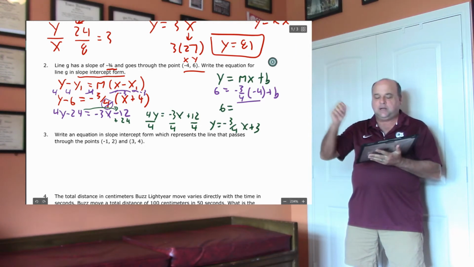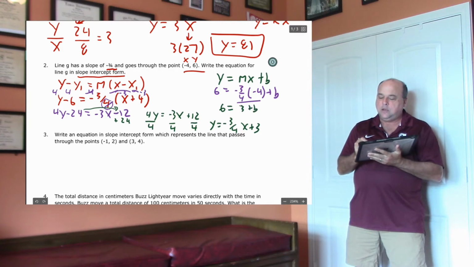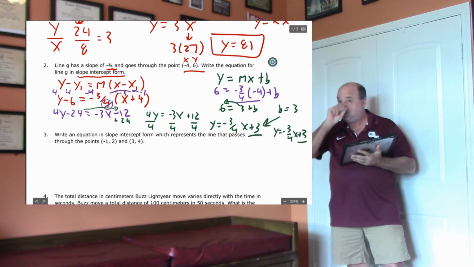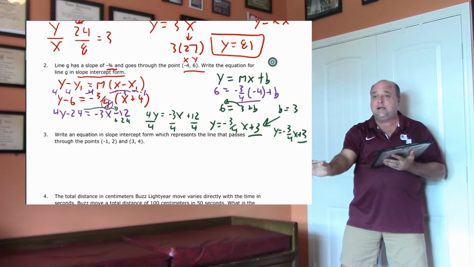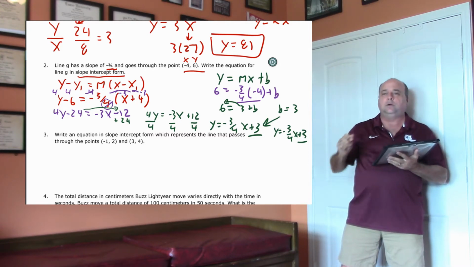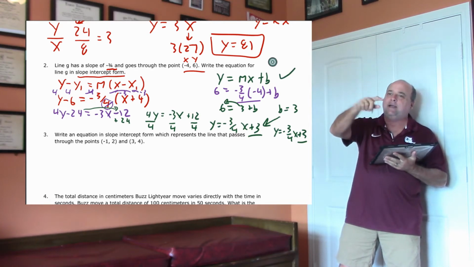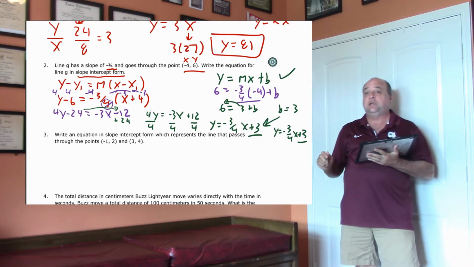So negative 3/4 times negative 4 will be a positive 3. Plus b, move over the 3, and you'll get b equals 3. Then you just plug it in, and you'll get y equals negative 3/4 x plus 3. Notice we get the same y-intercept both times. So you could use y equals mx plus b all the time. You could use the point-slope, okay? It's kind of simpler using this way, but if you do it the other way, it's going to give you more power because you're writing point-slope and y-intercept.